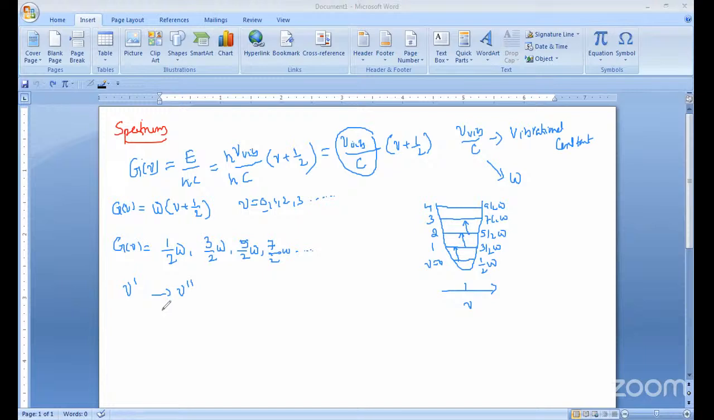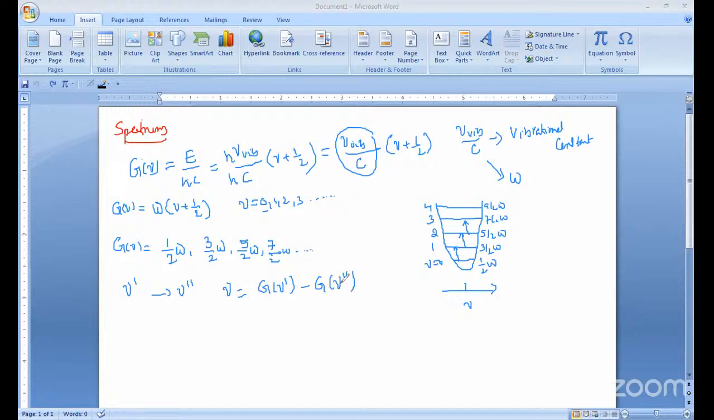So here, whenever the transition takes place between the upper level and the lower level, the wave number of the emitted or absorbed radiation, because it is emitting when moving from higher to lower and absorbing from lower to higher, we can call it nu, that will be equal to G(v') minus G(v'').